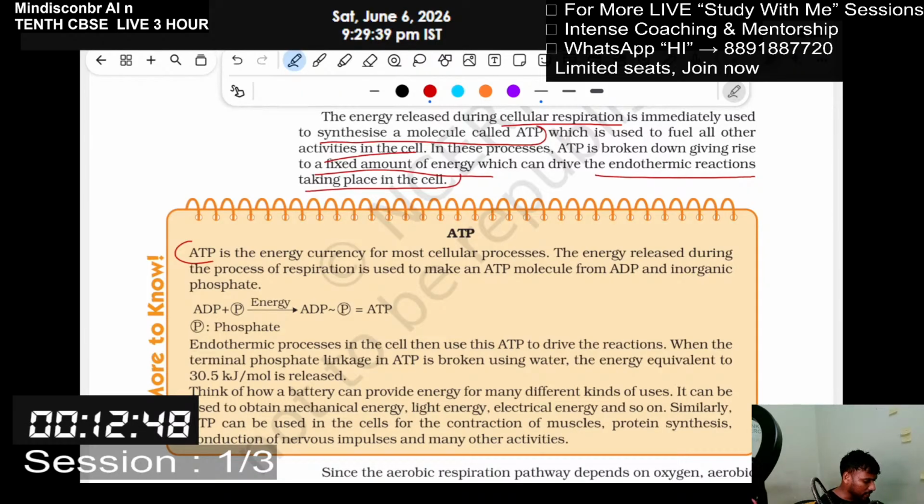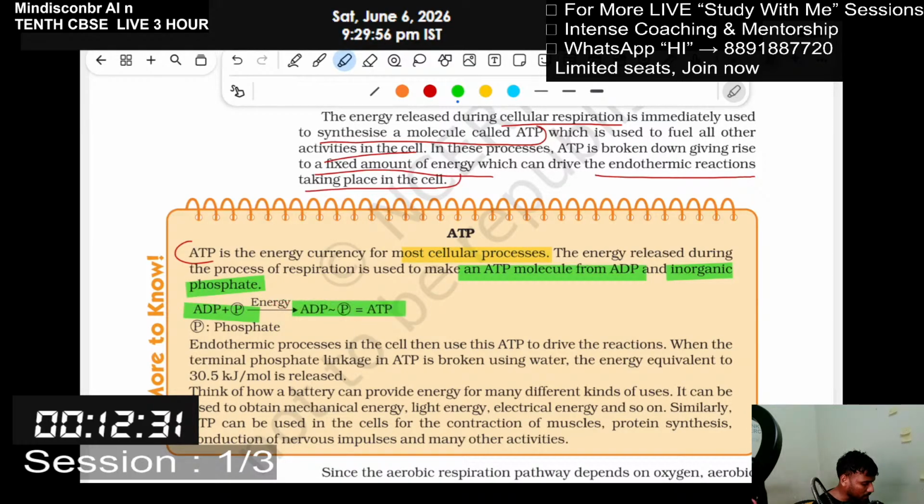ATP is the energy currency for most cellular processes. The energy released during the process of respiration is used to make an ATP molecule from ADP and inorganic phosphate. ADP plus phosphate in the presence of energy gives ATP. P is phosphate. Endothermic processes in the cell then use this ATP to drive these reactions. When the terminal phosphate linkage in ATP is broken using water, energy equivalent to 30.5 kilojoule per mole is released.